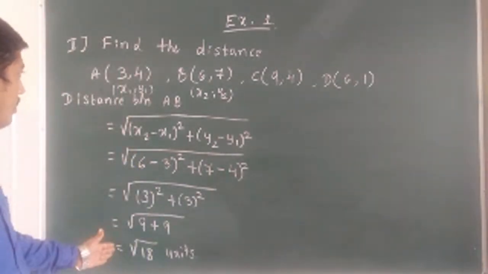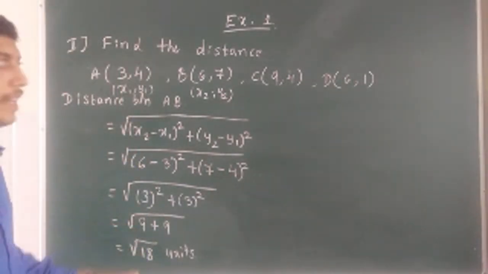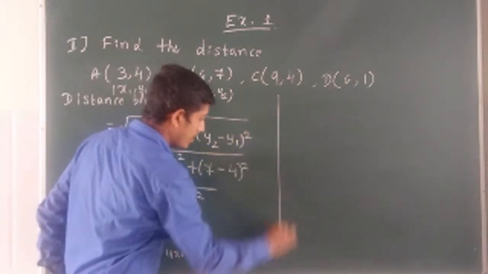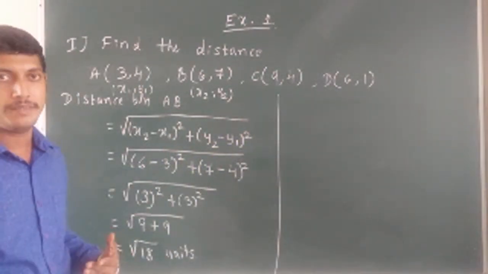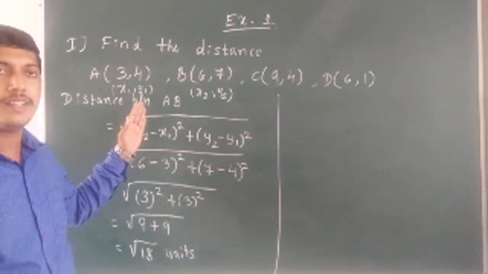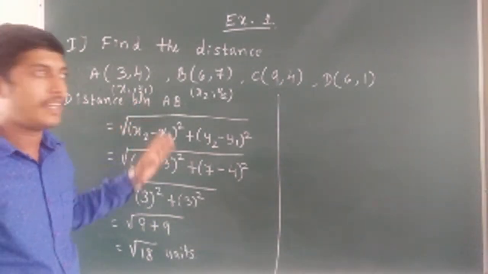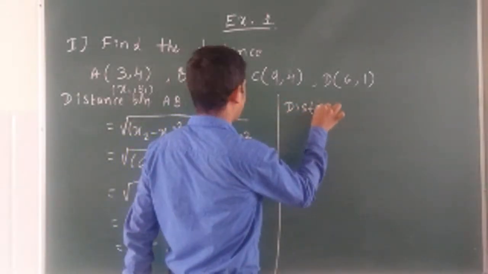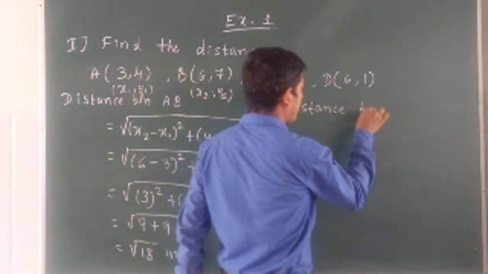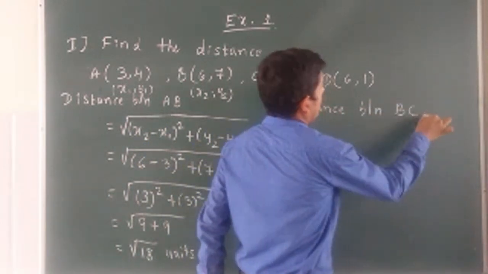Now we got the distance between point A and B. Now I will find out the distance between points B and C. So the first step I did, that is the distance between points A and B. Now I will find out the distance between B and C.